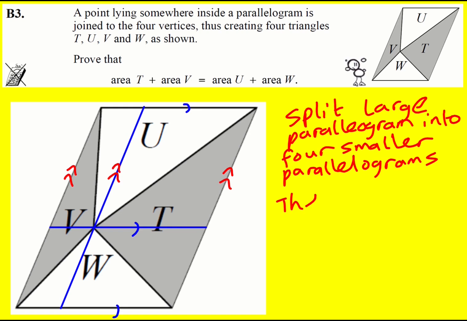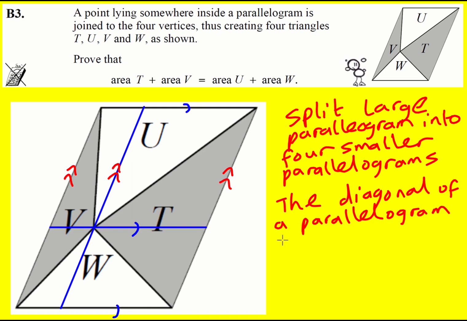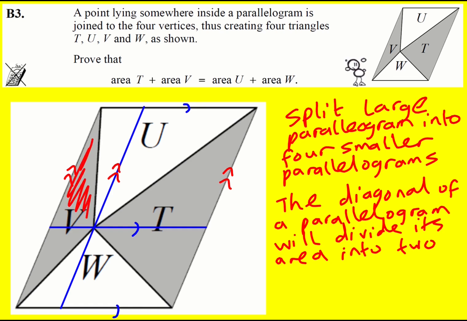Now, the diagonal of a parallelogram will divide its area into two. And that is the absolutely crucial result in this question, because suddenly we can say that this red area here is equal to this blue area because of that fact. I don't think we need to prove that fact.